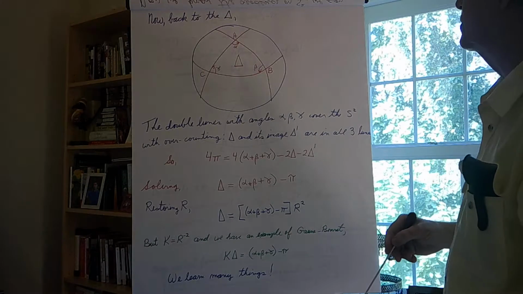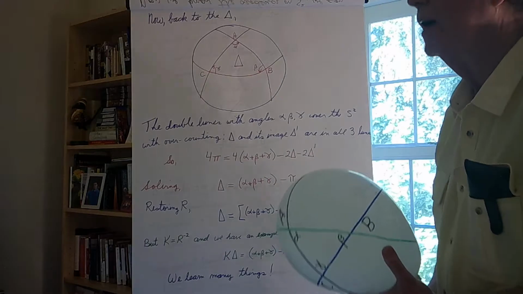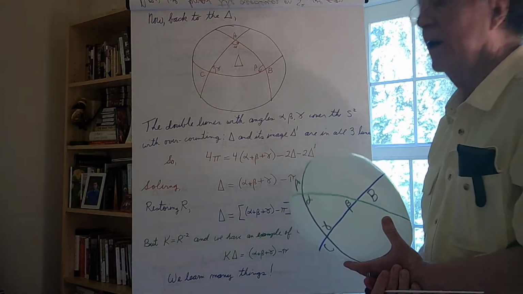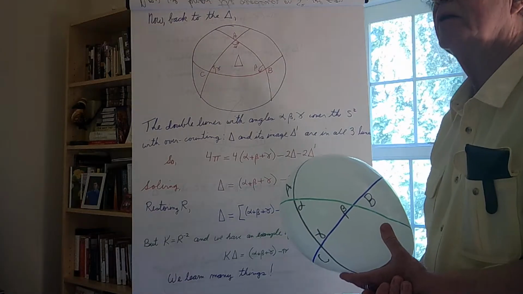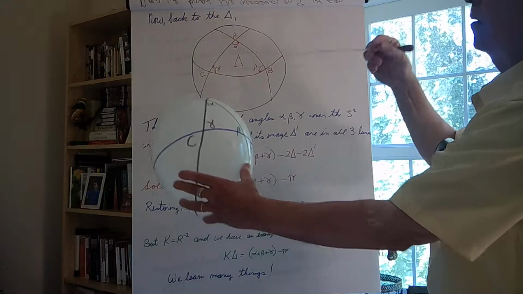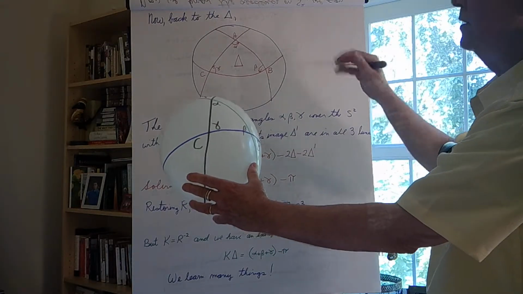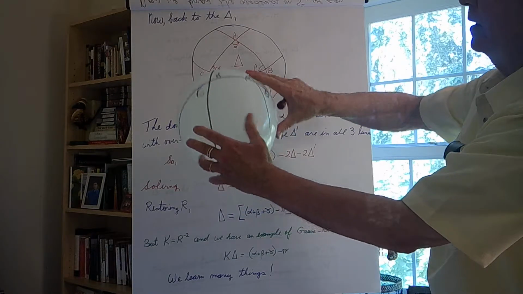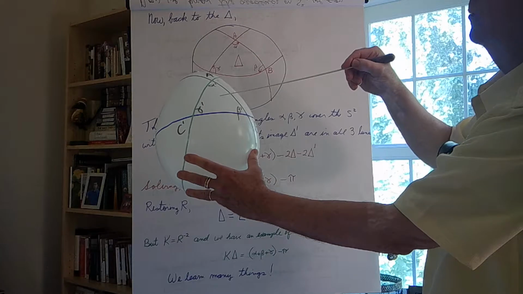of those double lunes. So if I add up the area of the three double lunes, I get more than the surface area of the sphere. I've double counted my triangle delta, and then by symmetry, I've double counted my triangle delta prime.